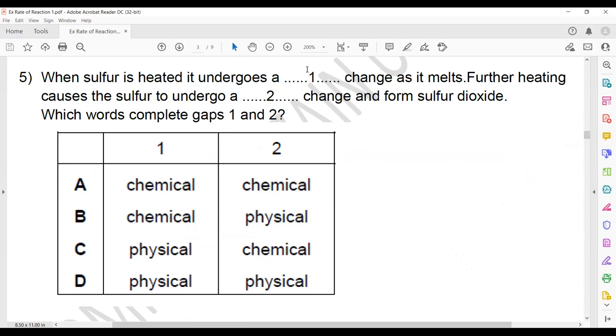When we heat sulfur, it undergoes a dash change and it melts. So sulfur melted. Further heating, sulfur undergoes a dash to form sulfur dioxide. First, what happens? Sulfur is melted. The first part, the sulfur is melted. Like in the beginning, you were having sulfur.